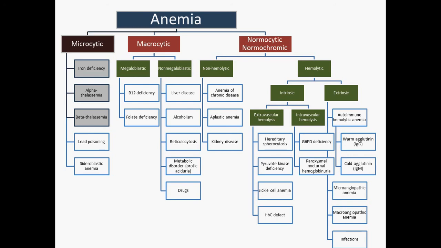With beta thalassemia, you have the same kind of thing. If you have a heterozygote, it's not going to cause a whole lot of problems. But if you have a homozygote, then you end up with a lot more problems. So then the diagnosis is confirmed by hemoglobin electrophoresis. With lead poisoning, you're inhibiting the ferrochelatase, and the ALA dehydratase, which also decreases heme synthesis.